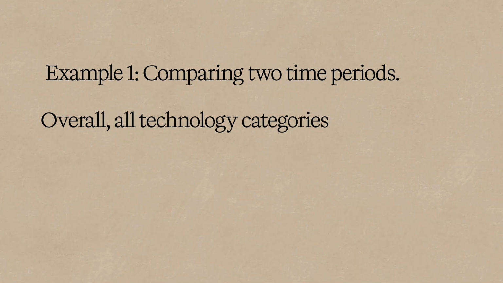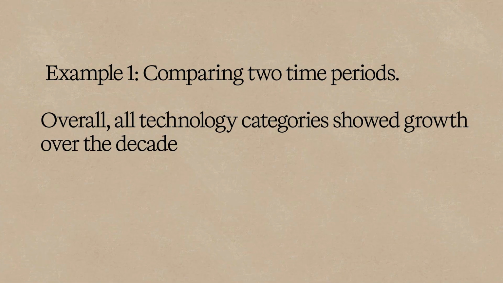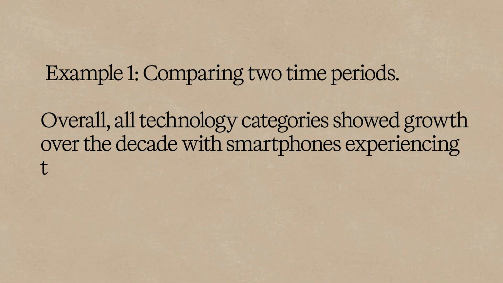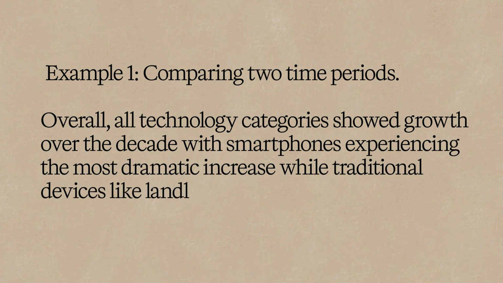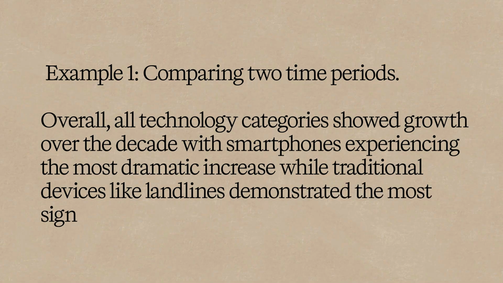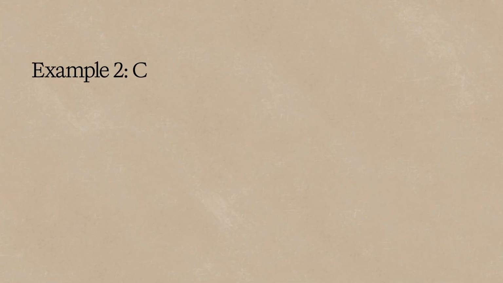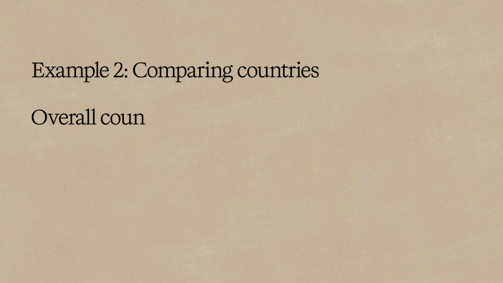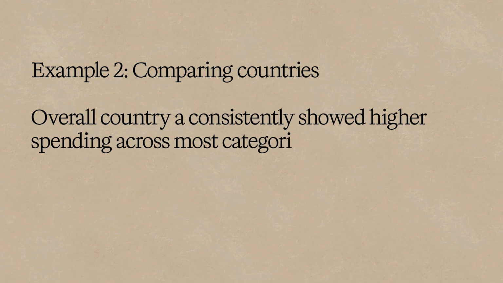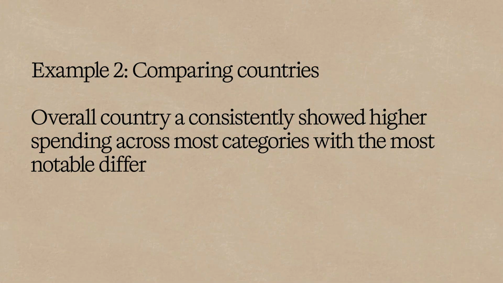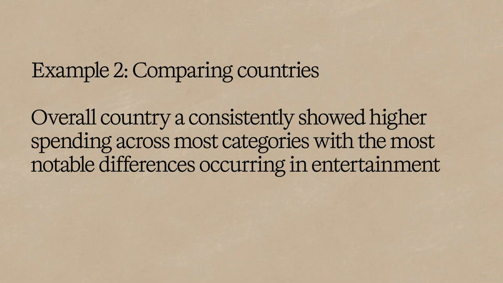Overall, all technology categories showed growth over the decade, with smartphones experiencing the most dramatic increase while traditional devices like landlines demonstrated the most significant decline. Example 2. Comparing countries. Overall, country A consistently showed higher spending across most categories, with the most notable differences occurring in entertainment and transportation. Example 3.